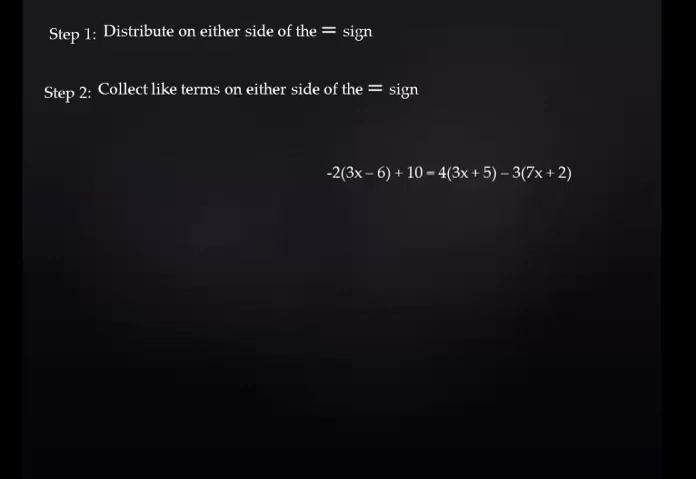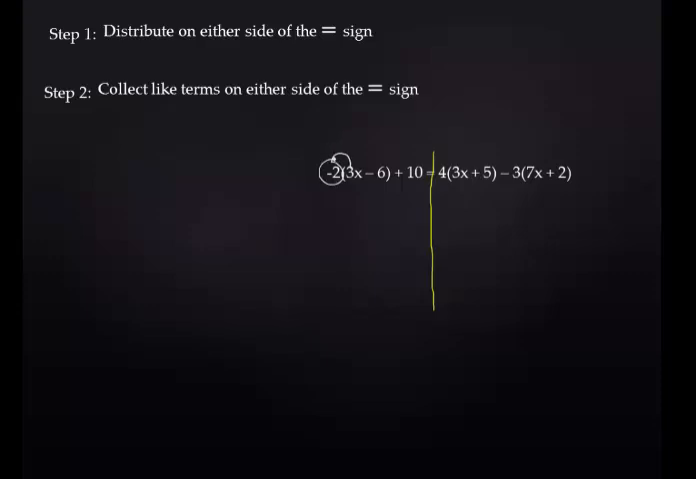The first step is to distribute on either side of the equal sign, and then we collect like terms on either side of the equal. So again, we're going to consider the equal sign a wall that is not crossed. So I'm going to draw a line down to remind us not to cross it. So our first step is to distribute on either side.